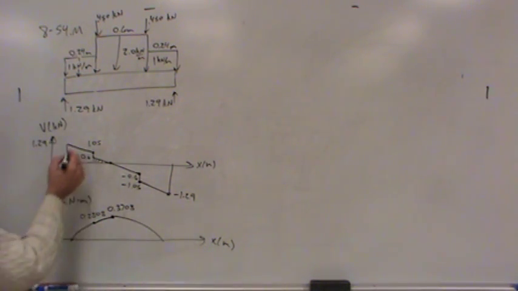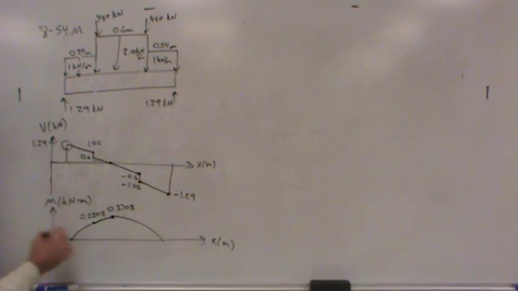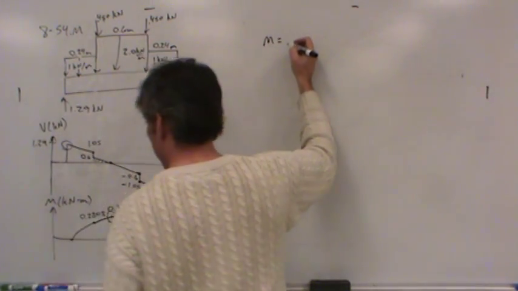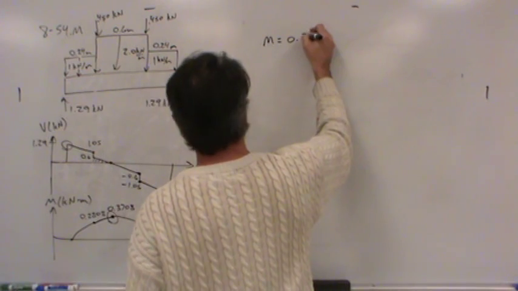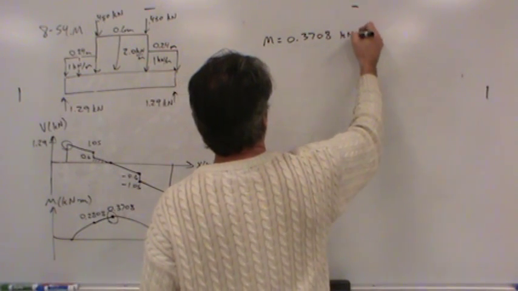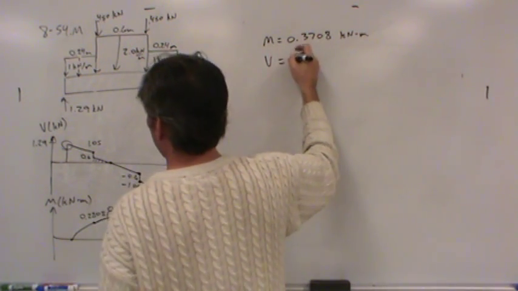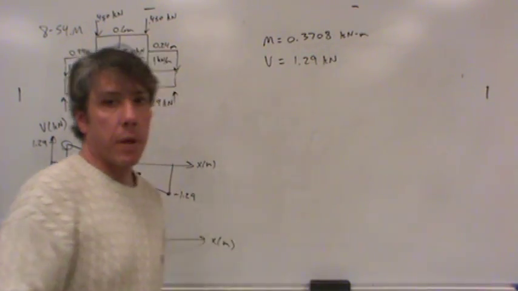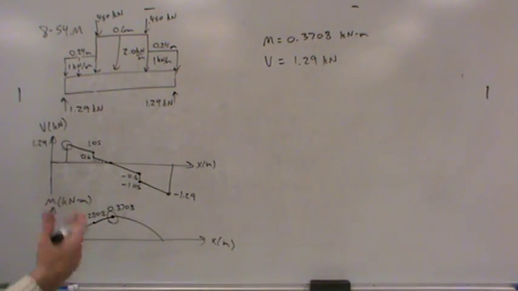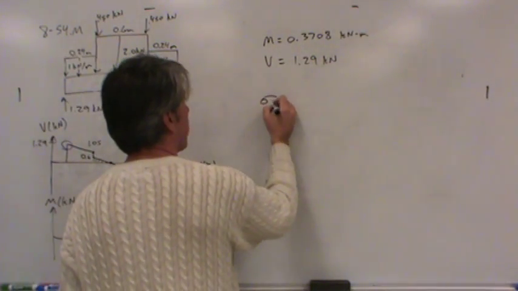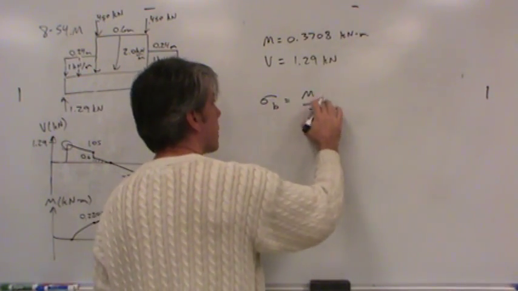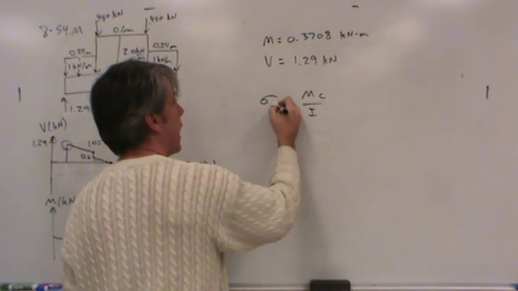We're interested in the maximum shear, which occurs here, and the maximum moment, which occurs there. The whole point of doing this was to say that the maximum moment is 0.3708 kilonewton meters, and the maximum shear is 1.29 kilonewtons. Because now what we want to do is calculate the maximum bending stress, which would be Mc over I. Well, we'll plug in c, so we get the maximum.